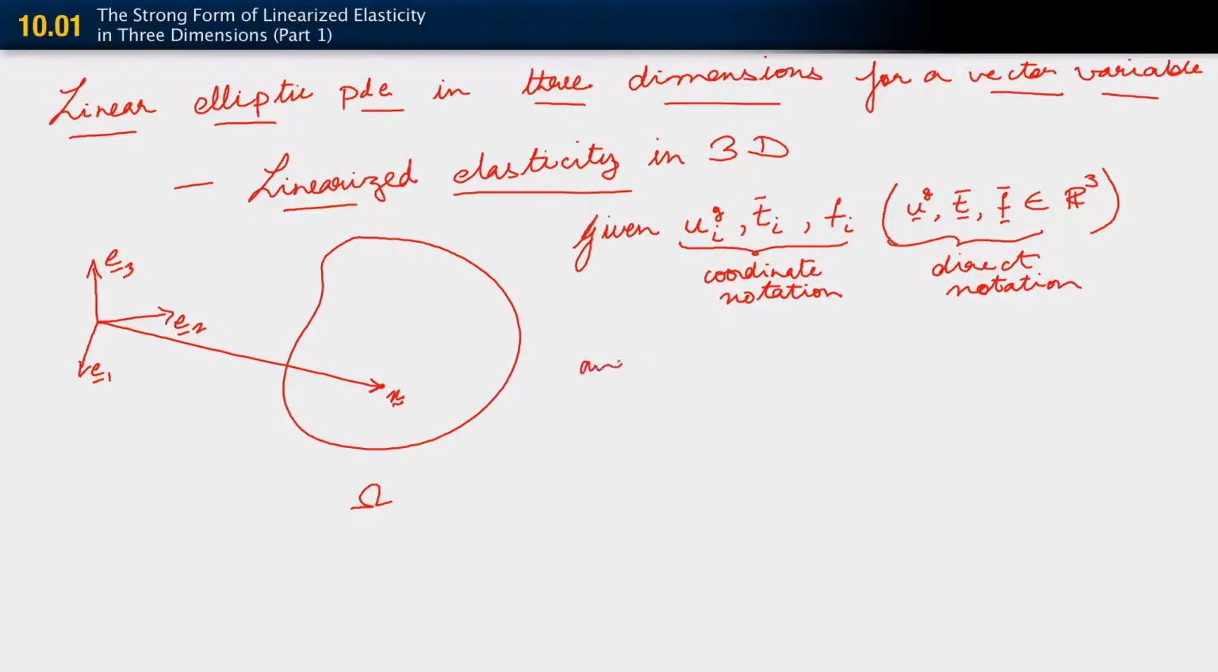Furthermore, we are given a constitutive relation, which I'm going to write first in coordinate notation. The constitutive relation we are given is for the stress. That will be denoted by sigma. It is a tensor, so in coordinate notation it has two indices, i and j. The stress is given to us through a tensor constitutive relation as equal to C_ijkl epsilon_kl.